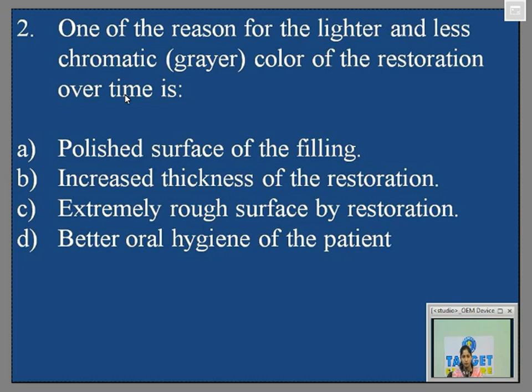As a result, you see the restoration appears all the more white because there is a greater surface area for the light to get reflected. So extremely rough surface of the restoration is the answer.